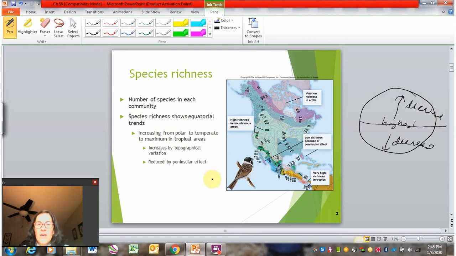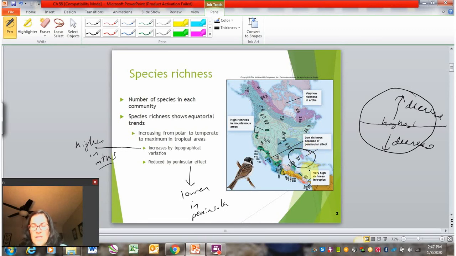We also see a couple of variations in the equatorial trend. Again, in general, this is the equatorial trend, but mountainous regions will show a higher richness than you would predict based on their relation to the equator, and you see lower richness in peninsulas than you would predict based on distance from the equator. For example, Florida here is a peninsula, and so you see a reduction in species richness because presumably organisms had to move down there, and that slows down how many species make their way to the peninsula.